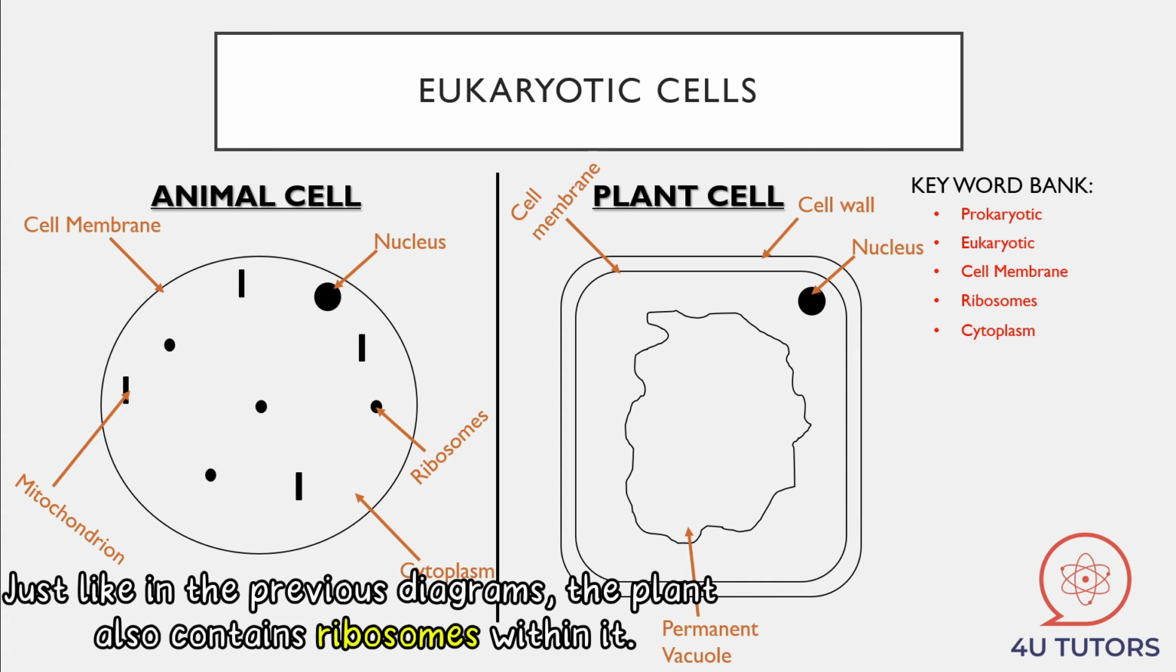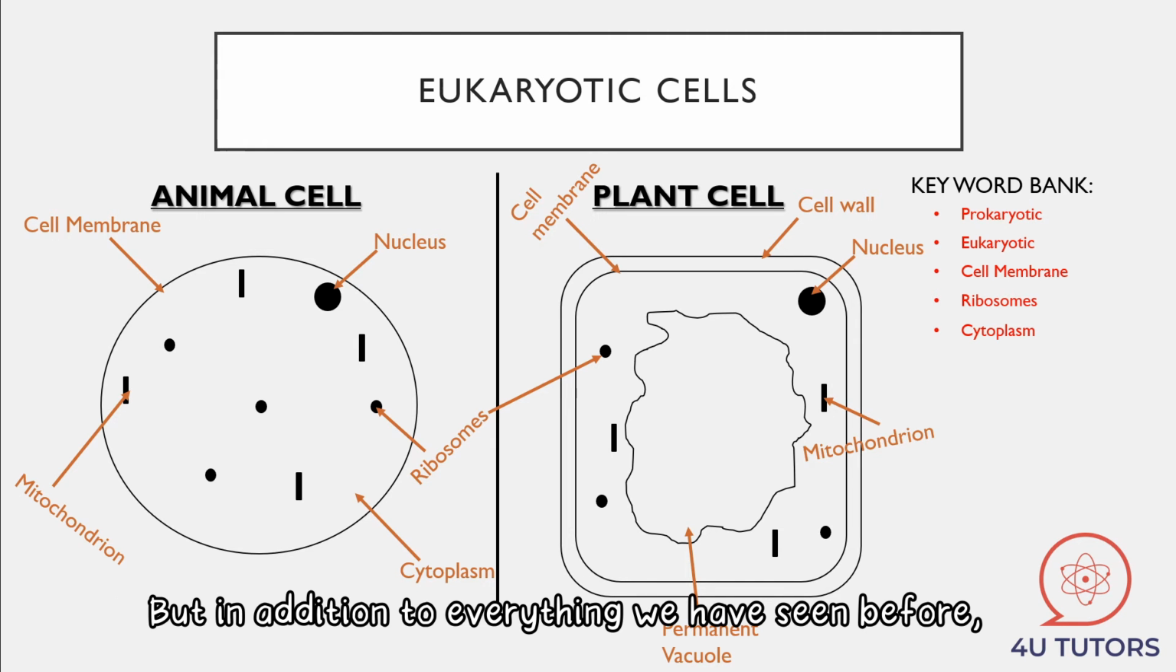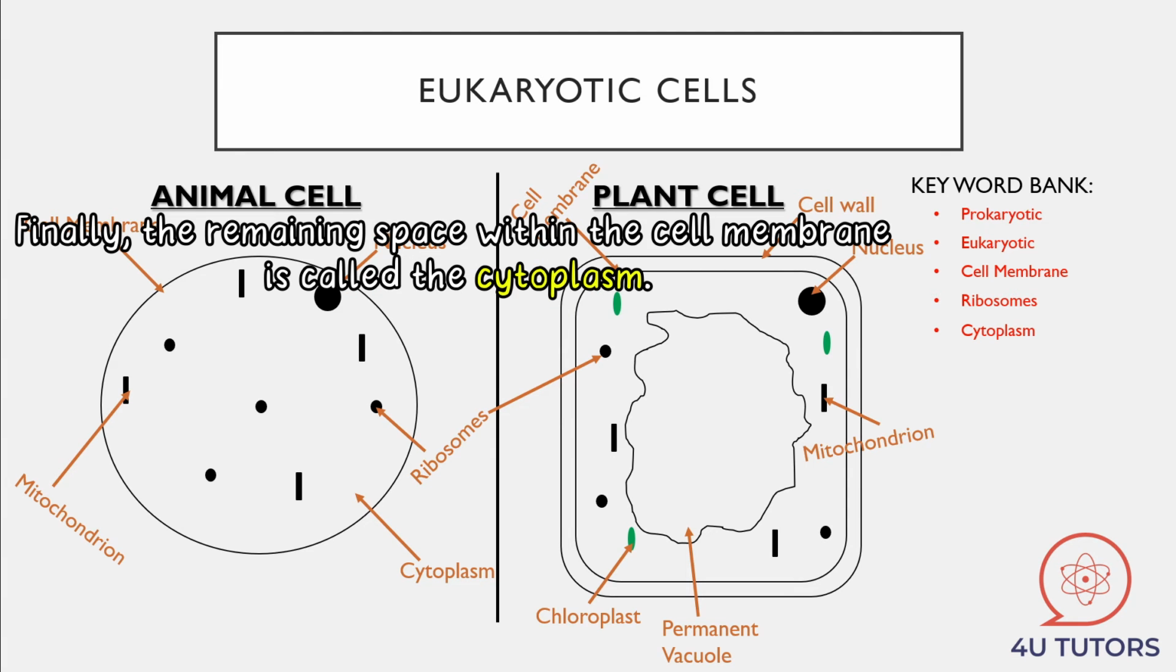Just like in the previous two diagrams, the plant also contains ribosomes. Like the animal cell, the plant cell contains mitochondria like so. But in addition to everything we have seen before, the plant cell contains these green bean-like pigments called chloroplast. Finally, the remaining space within the cell membrane is called the cytoplasm.